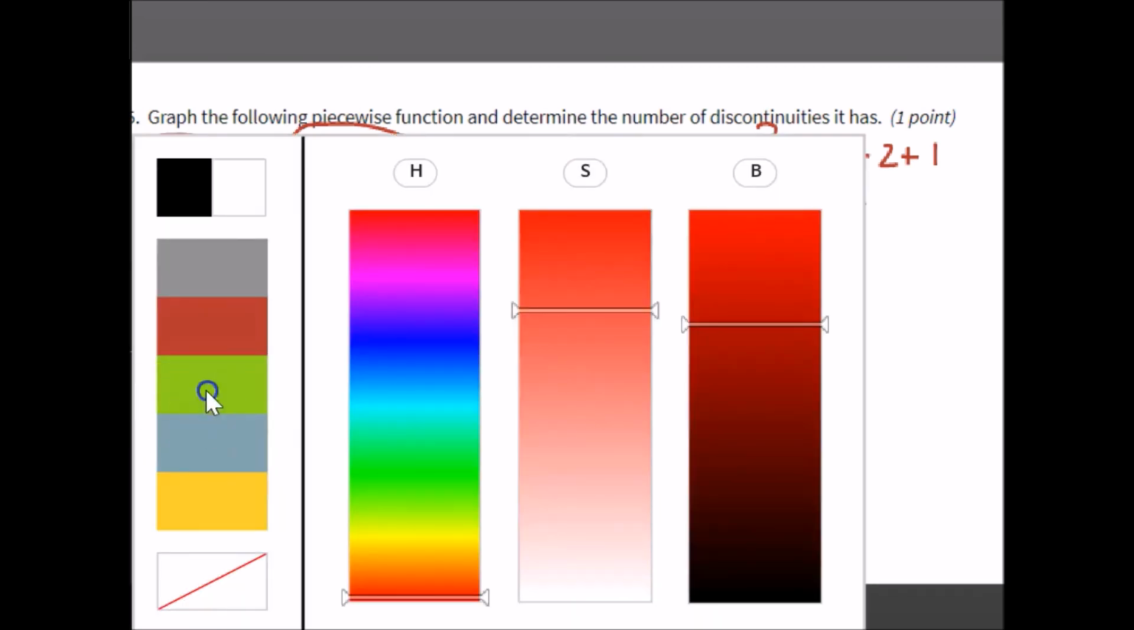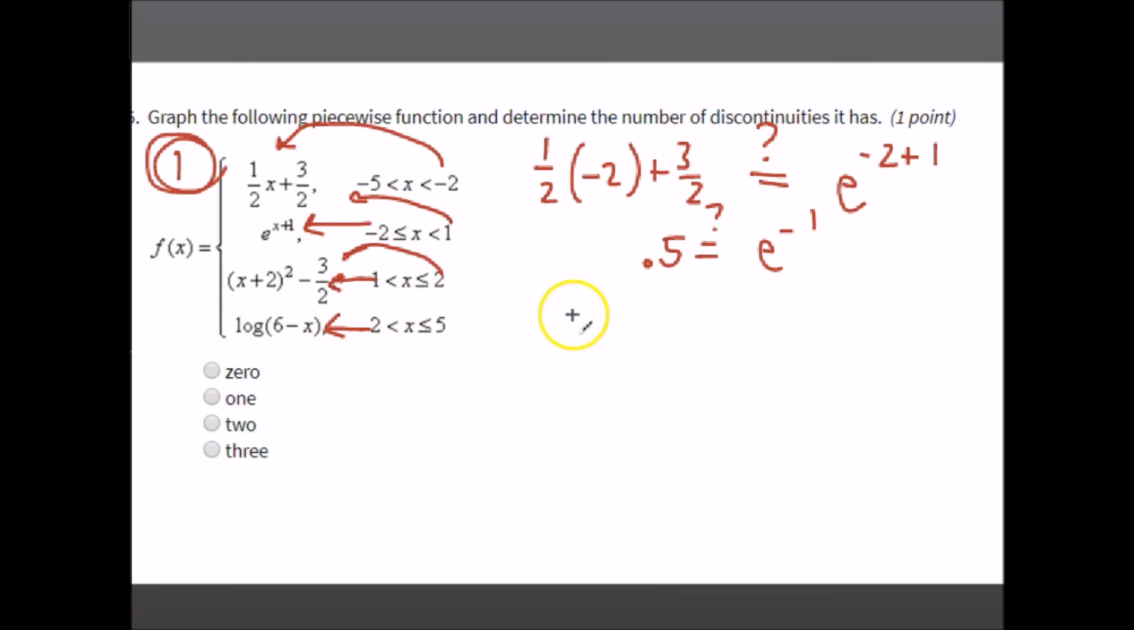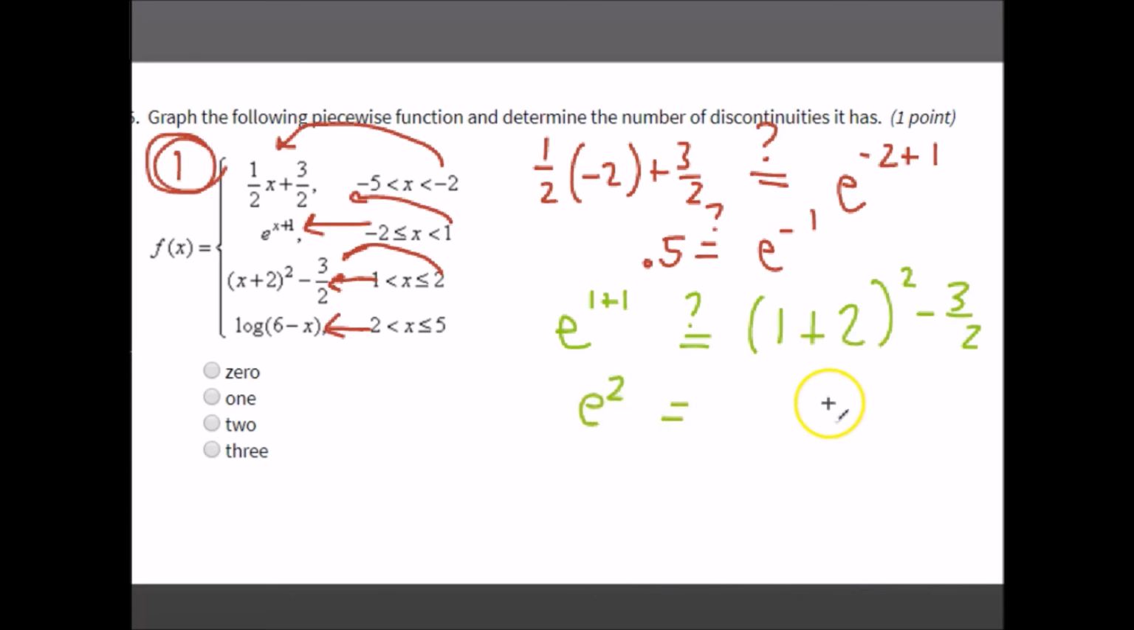Let's change color here. So 1 is going in that second piece as e to the 1 plus 1. Does that equal 1 plugged in the second piece? 1 plus 2 squared minus 3/2. So this is e squared. It's kind of a yucky decimal if you put it into your calculator. And this is 3 squared is 9 minus 1/2 is 17/2. I know that e squared is not going to be a nice number like that. So our second discontinuity is happening in that second piece.